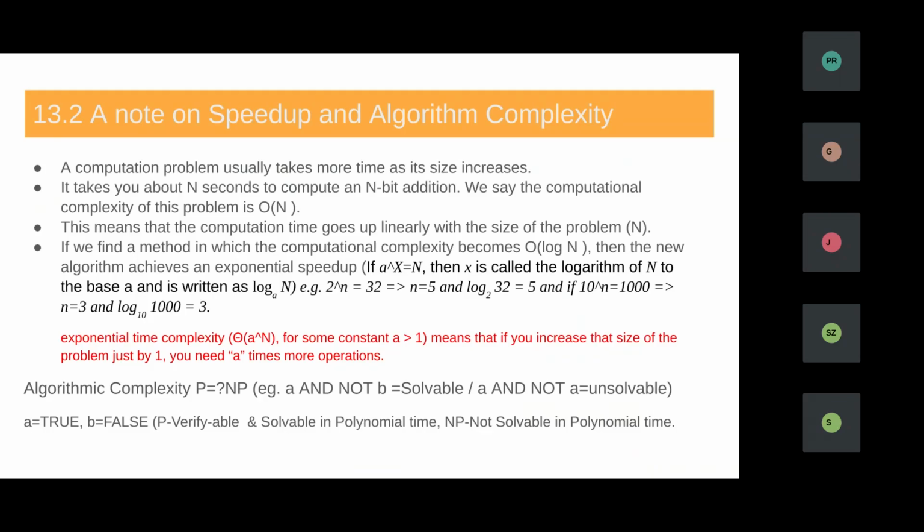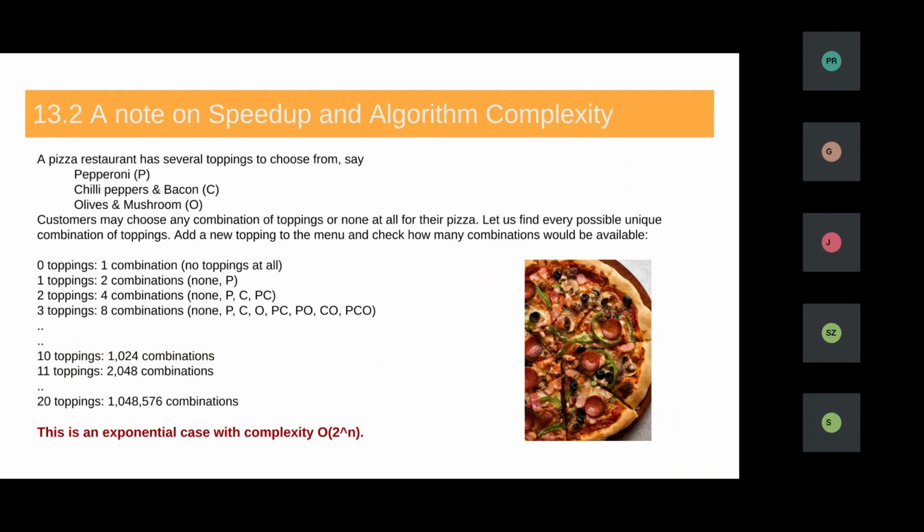So let's move on. I will show a simpler method which Gokhale has suggested: if you have a pizza with different layers, one can be a pepperoni pizza, another could be chili, pepper and bacon, and the third could be olives and mushroom.